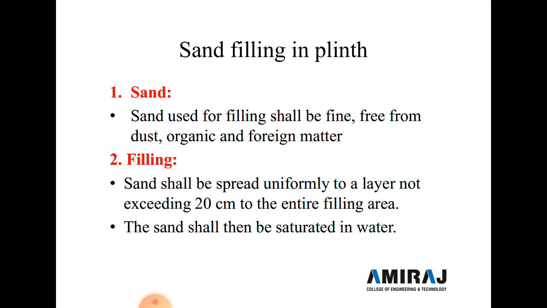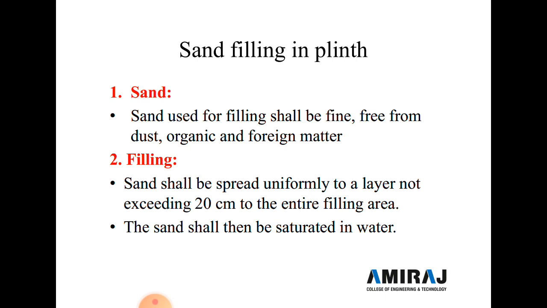Sand is one type of fine aggregate, and sand used for the filling shall be fine and free from dust and organic or foreign matter, or free from vegetables. So generally the sand we use in the construction industry is river sand, and we are not using sea sand in construction industries because salt particles are there in sea sand.